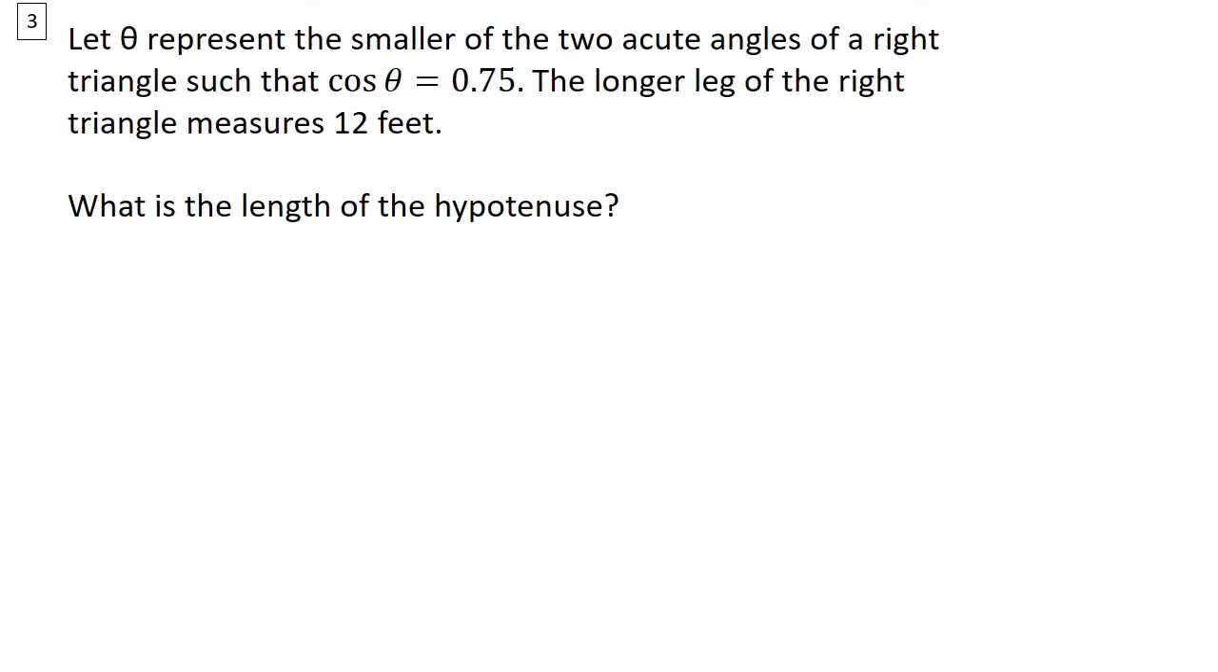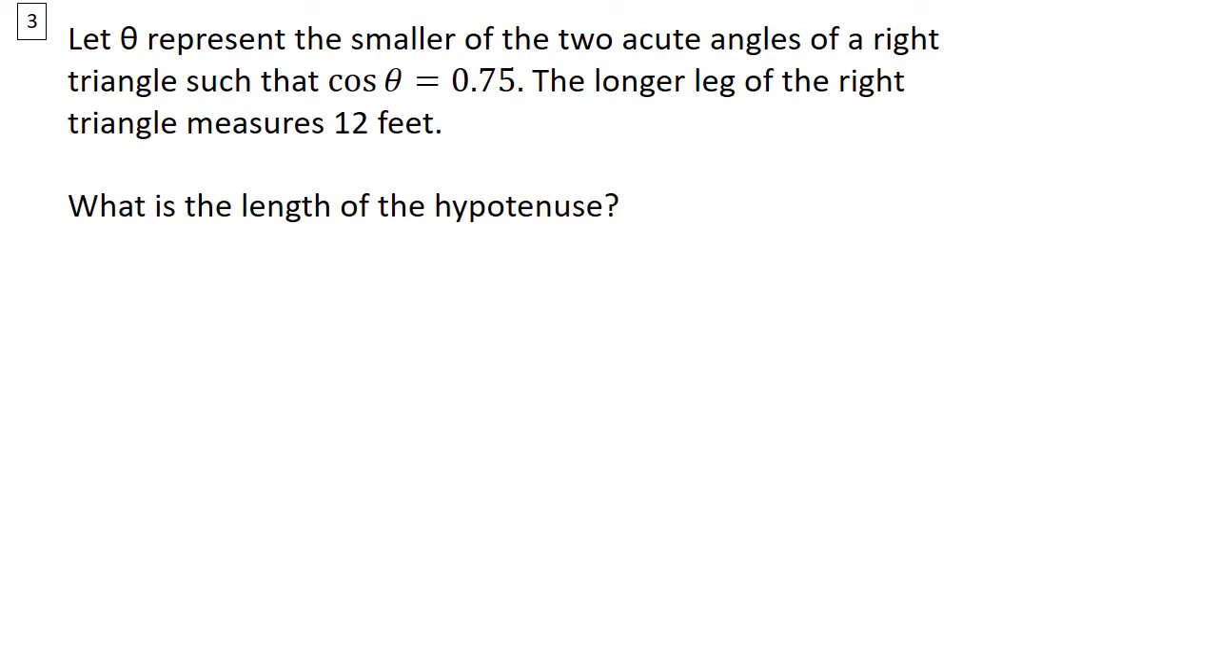All right, that theta right there suggests that this is definitely going to be involving an angle, and it is. I see cosine theta there. This is definitely a trig problem. Let's read the whole thing, though. Let theta represent the smaller of two acute angles in a right triangle, such that cosine of theta equals 0.75. The longer leg of the right triangle measures 12 feet. What is the length of the hypotenuse?